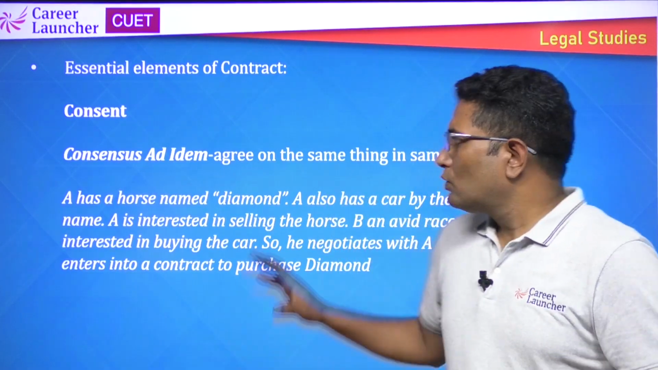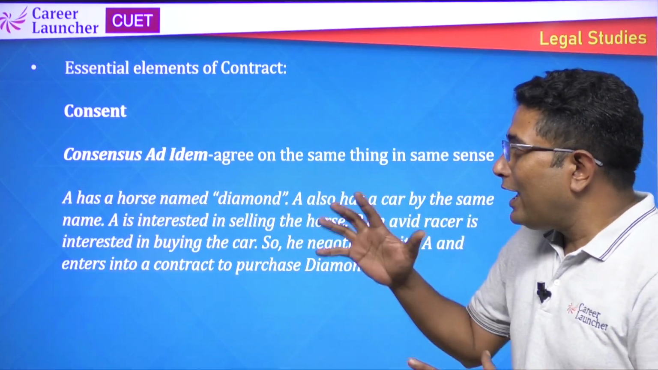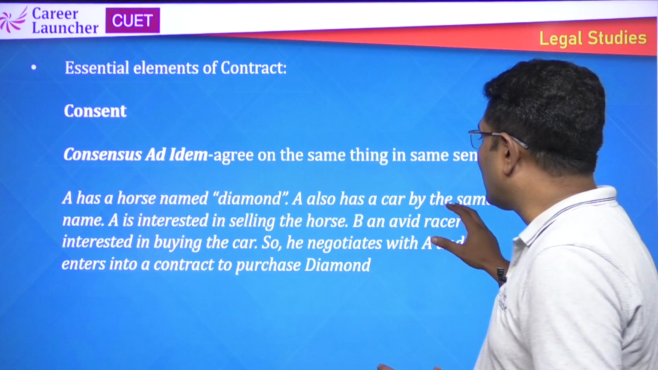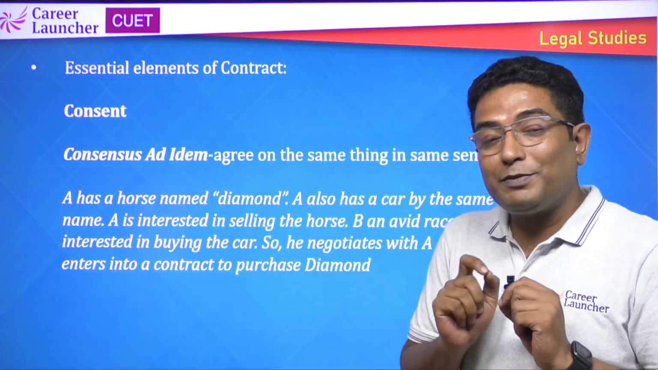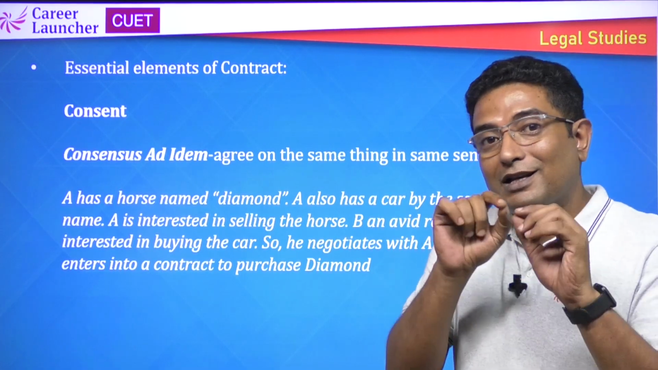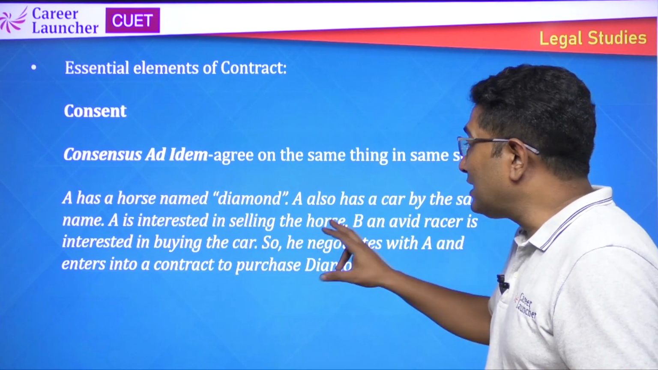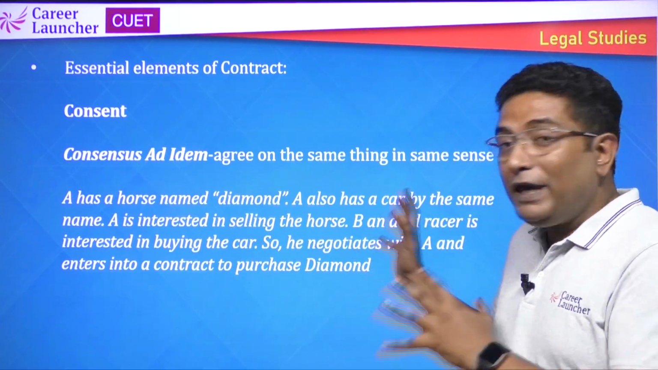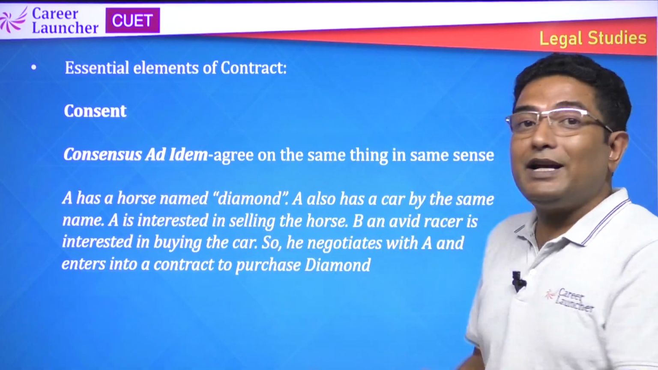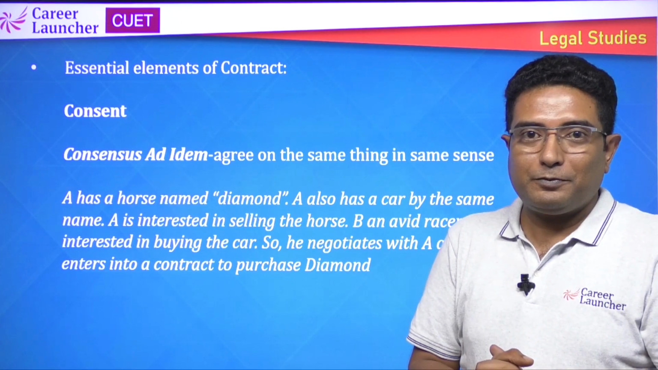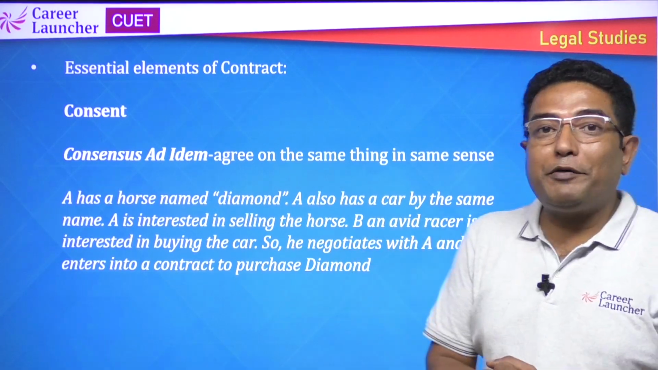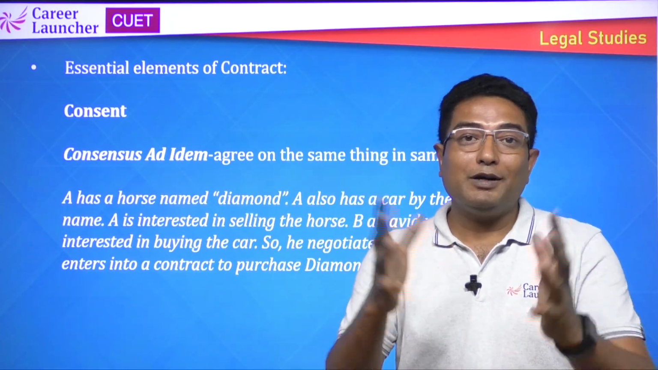Let us understand this with an example. A has a horse named Diamond. A also has a car by the same name, Diamond. A is interested in selling the horse. B, who is an avid car racer, is interested in buying the car. So he negotiates with A and enters into a contract to purchase Diamond.